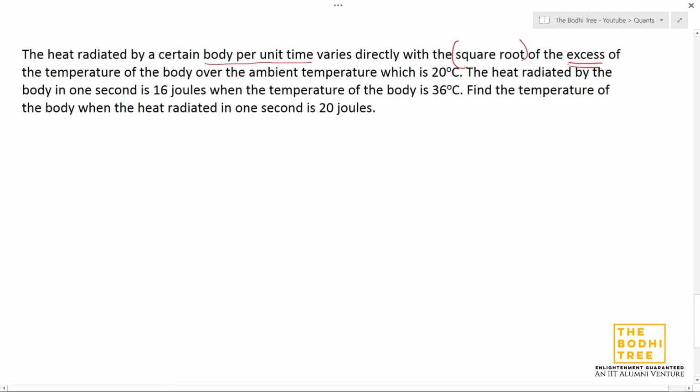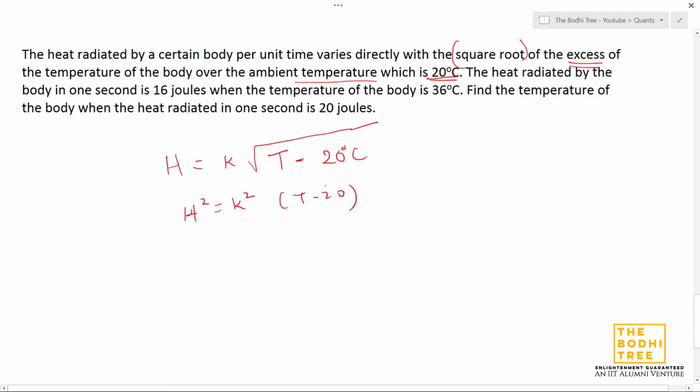We have to take the difference of the excess of temperature of the body over the ambient temperature. Ambient temperature, that is the surrounding temperature, which is given to be 20 degrees Celsius. Basically what they are saying, heat radiated, so there might be some units for this heat radiated, is equal to a constant times the square root of some temperature T minus ambient temperature, which is given to be 20 degrees Celsius. So this k is going to be a constant, right? If I square on both sides, I get basically h square is equal to k square into T minus 20. This is what they have said in the first statement.